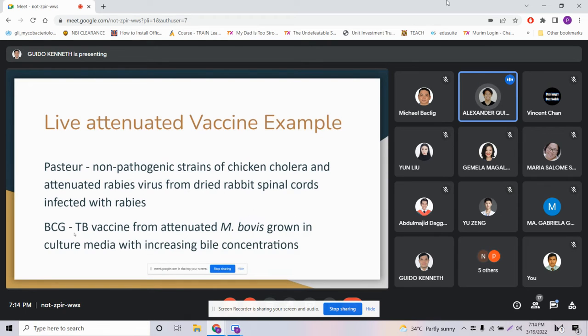So an example of this is when Louis Pasteur used non-pathogenic strains of chicken cholera and attenuated rabies virus from dried rabbit spinal cords that were infected with rabies. Another example is the BCG vaccine, which was actually done by Albert Calmette and Camille Guerin. It's a tuberculosis vaccine from attenuated Mycobacterium bovis grown in culture media with increasing bile concentrations.